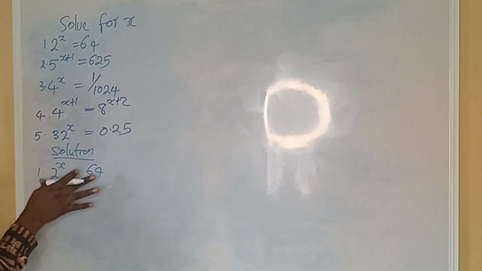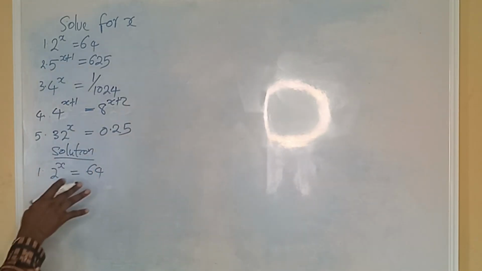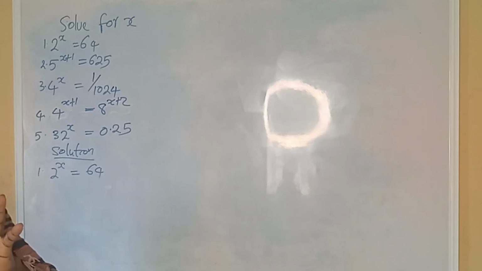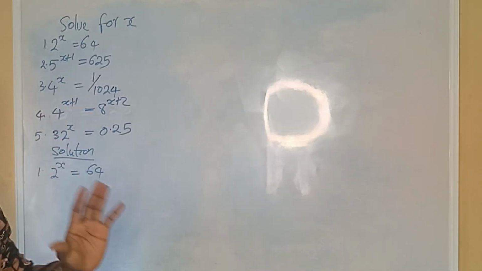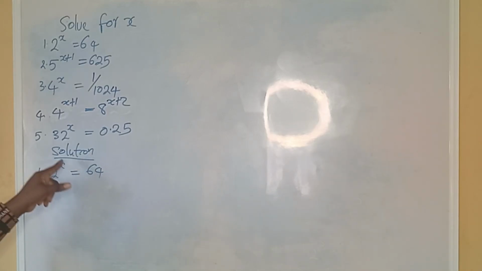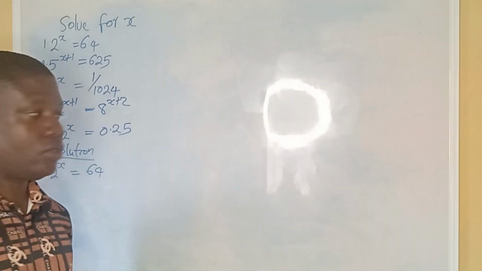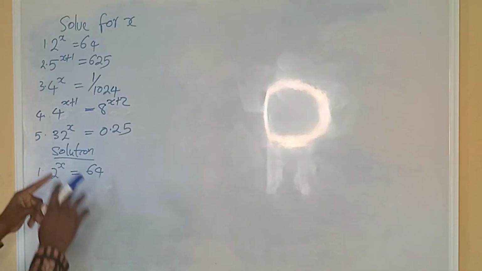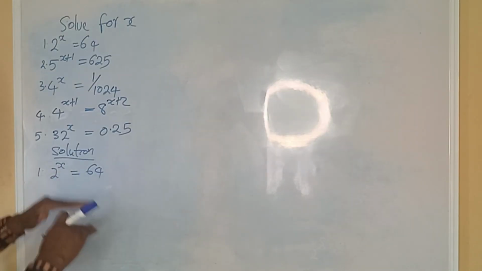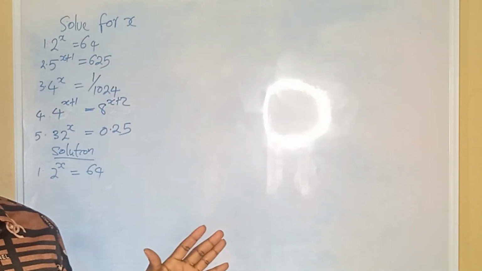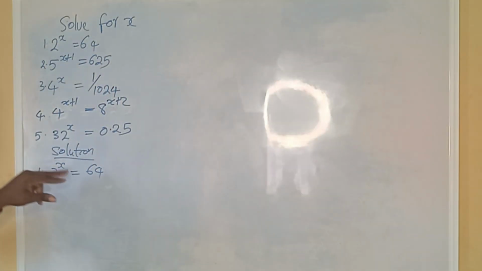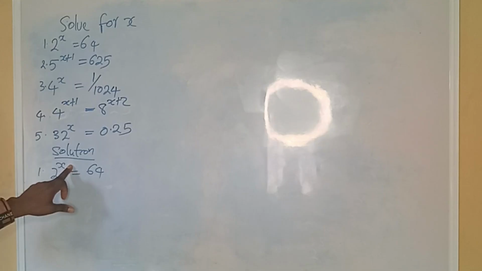So this is under exponential functions, and like what I said in our previous video, under exponential functions, when the unknown is the power or the index, you make sure that both sides have equal bases, provided the unknown is the power. What you have to do is make sure that on both sides the bases are equal.